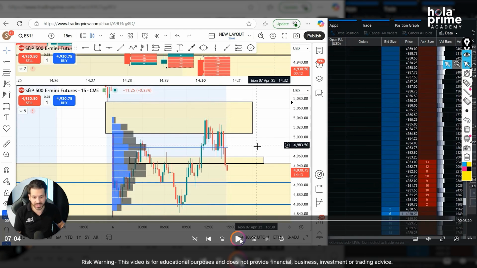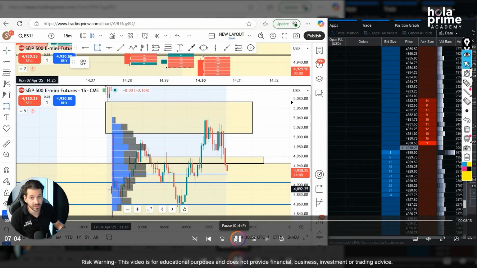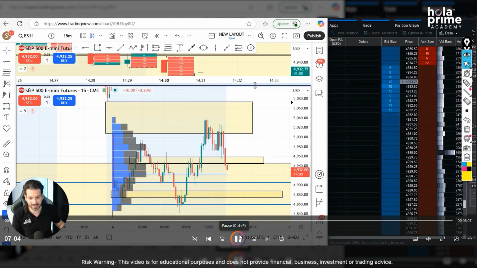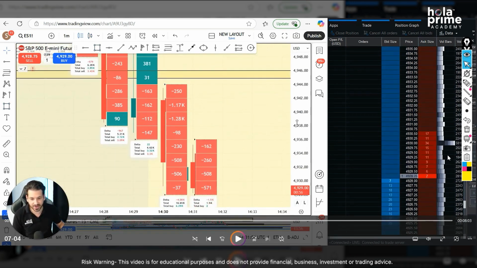And we're coming back into that gap, but we did see a rejection, okay? Now, the time you're seeing right now is 2:30 UK time, which is 9:30 in America, which is obviously when the stock market opens. So this is market open for the S&P 500, so to speak. Now I'm going to drop into the footprint chart. Now straight away, what do we spot, right?